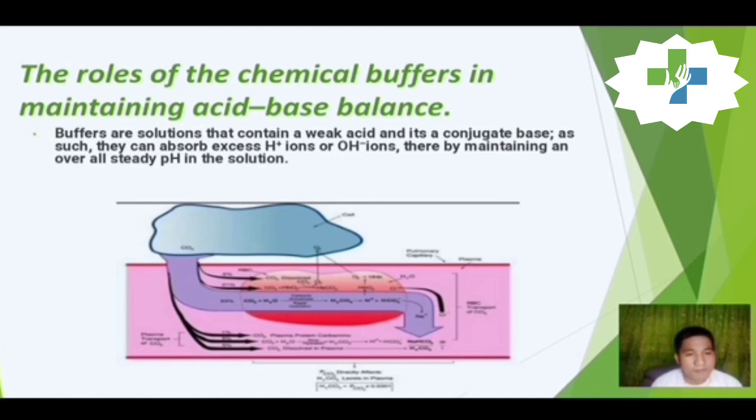The most important pH buffer system is the blood, involving carbonic acid, a weak acid formed from the carbon dioxide dissolved in the blood, and bicarbonate ion, the corresponding base.